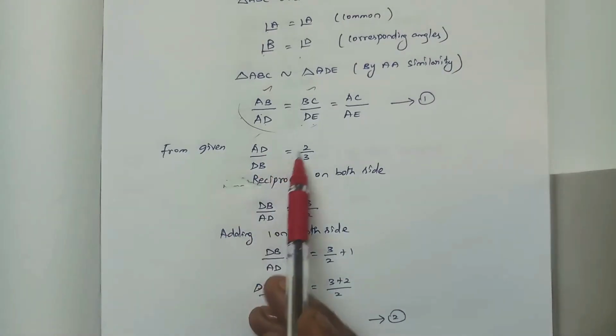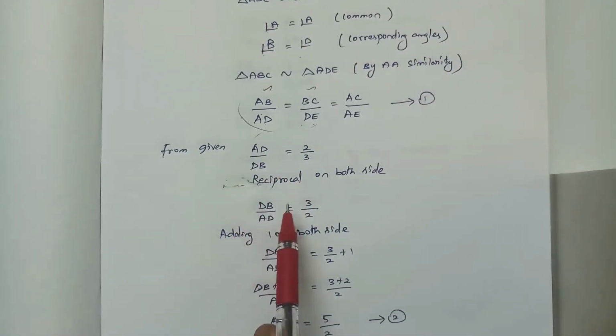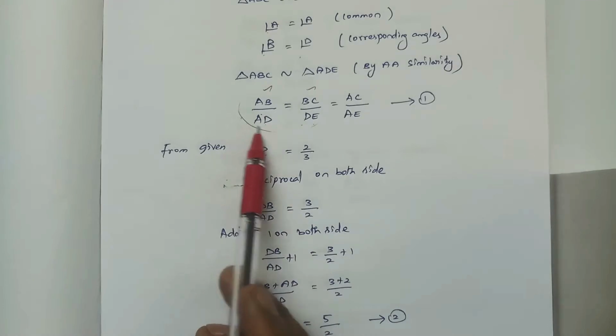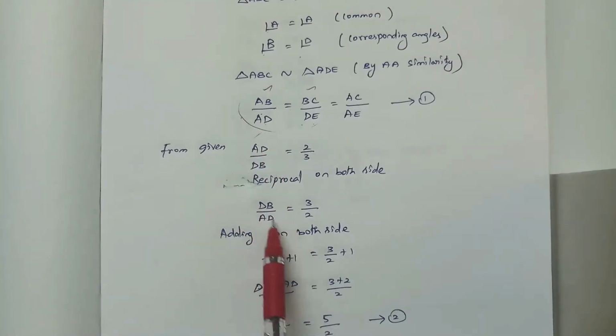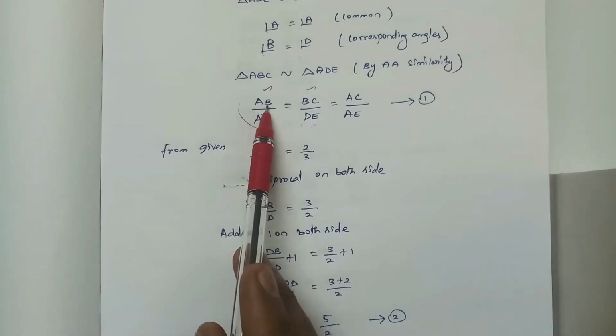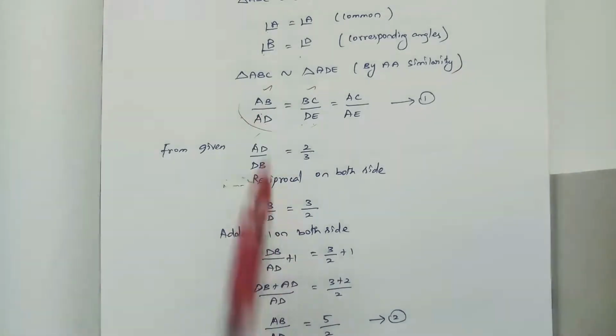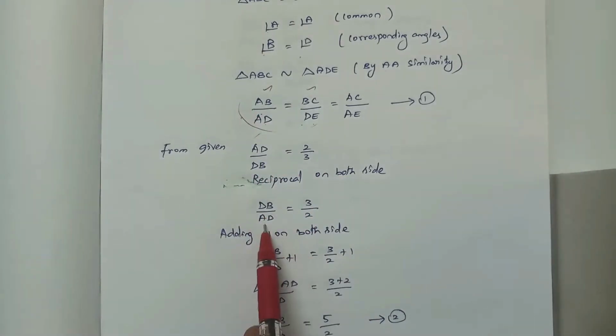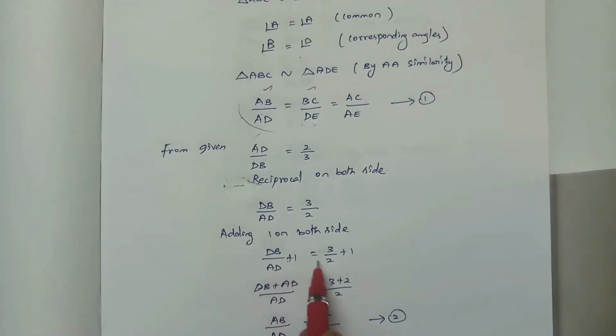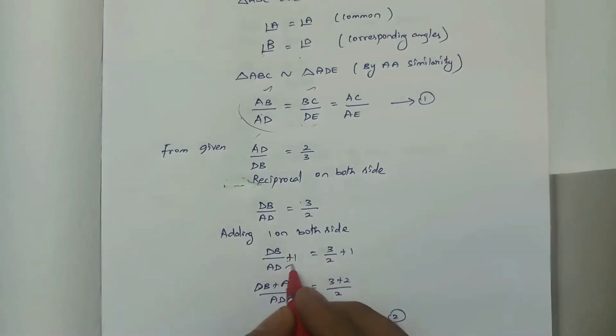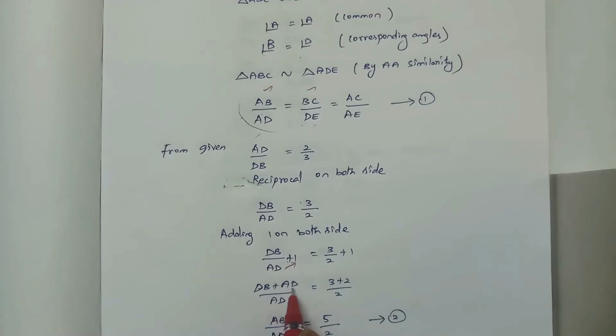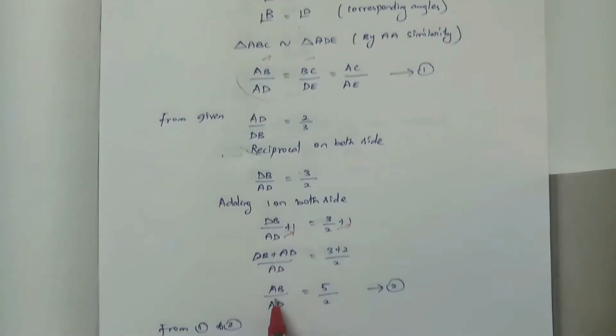AD by DB is equal to 2 by 3. Take the reciprocal on both sides, because I need AD alone and I don't want DB; instead of DB, AB is needed. So DB by AD is equal to 3 by 2. Adding 1 on both sides, DB by AD plus 1 is equal to 3 by 2 plus 1. Just do the cross multiply: DB plus AD whole divided by AD is equal to 3 plus 2 by 2. So DB plus AD is nothing but AB.